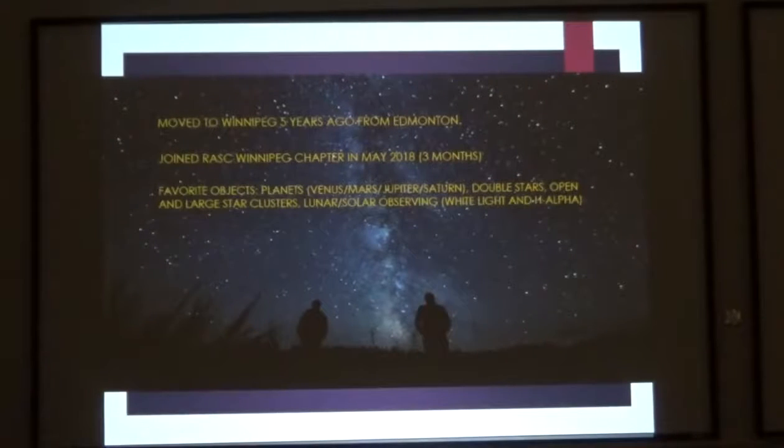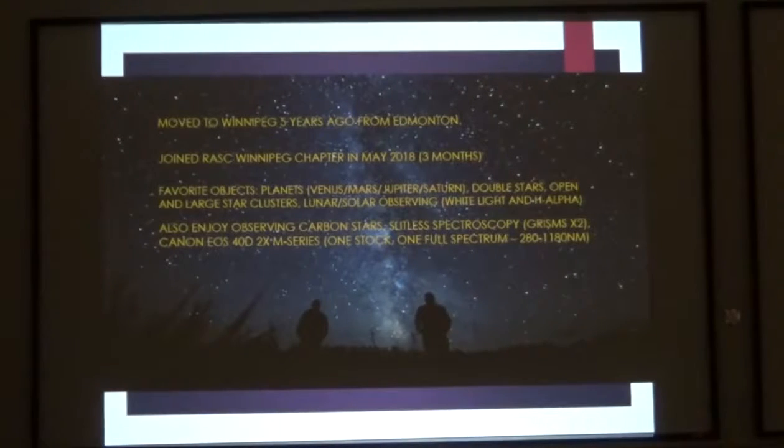And I also really enjoy lunar and solar observing. I do some white light and H-alpha. I also enjoy observing carbon stars. I started picking that up about 6 or 7 years ago. And for those of you who are new that don't know what a carbon star is, they're very, very deep red stars. Basically, in a nutshell, the star is actually coated with a layer of carbon or soot, like charcoal, whatever. And it absorbs the shorter wavelengths.